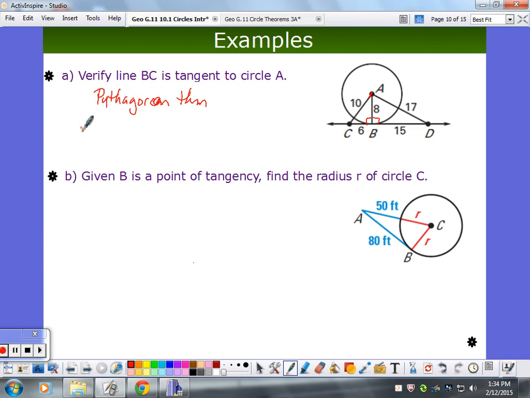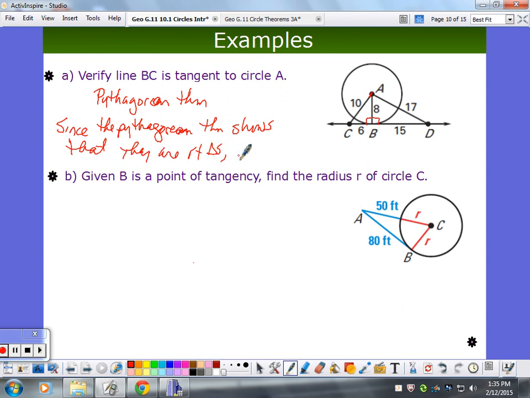No, you would write verified. Since the Pythagorean theorem shows us that they are right triangles, then whatever angle that is, then angle ABC is a right angle, therefore CBC is 18. And then I'm just using that theorem that we just learned. Because it's a right angle, it must be a tangent. Yes?